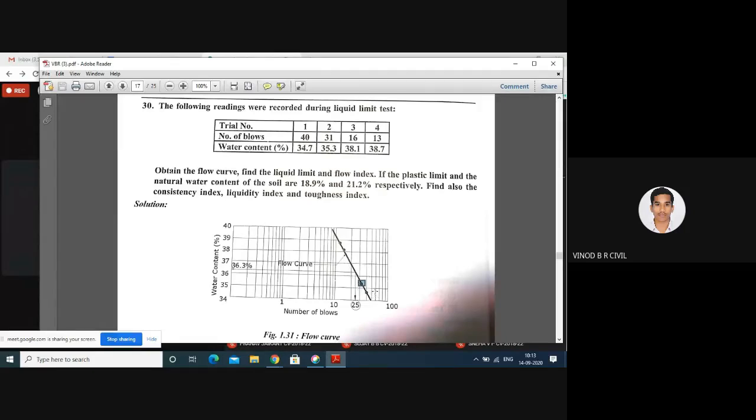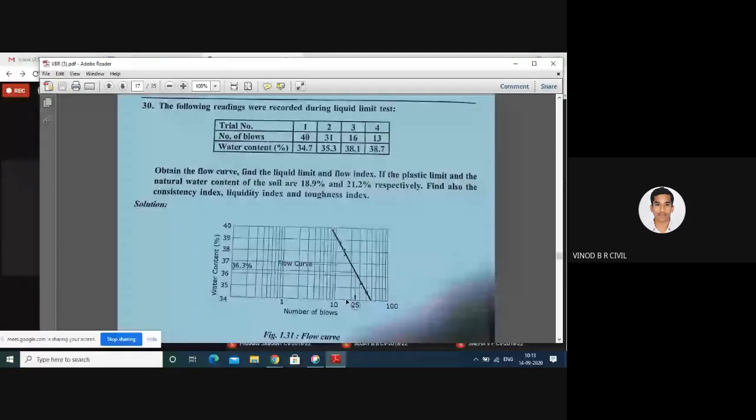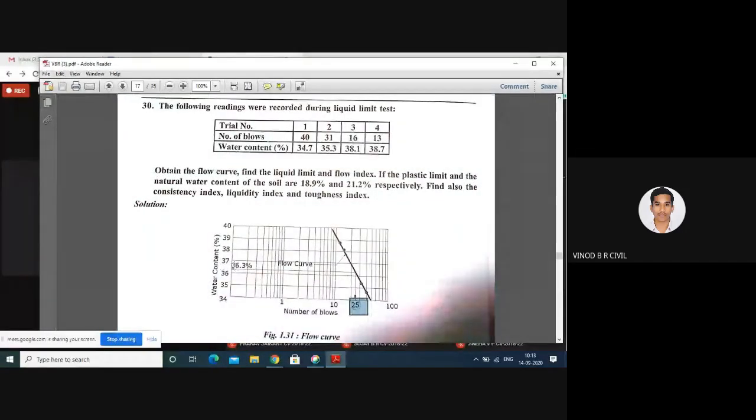And next one is 16, with 38.1. This is the value, 38.1. And for 13, 38.7. Join the first point and last point with the help of the scale, and draw the line for 25. Reading the liquid limit, it is 36.3.